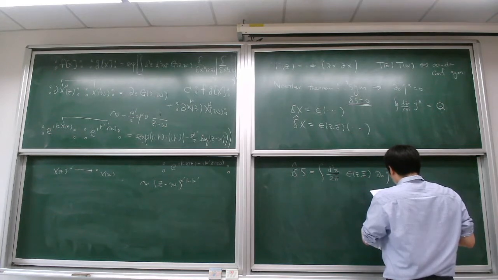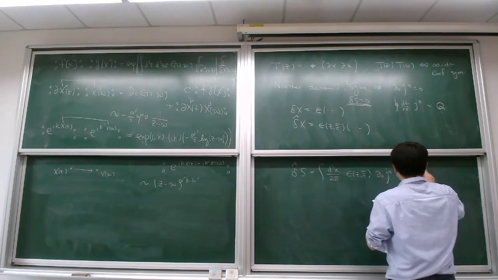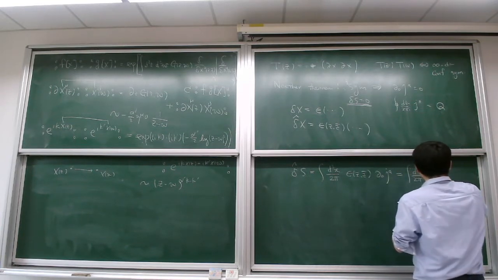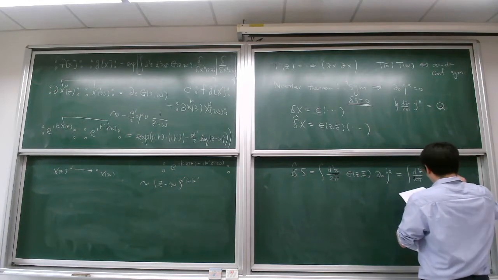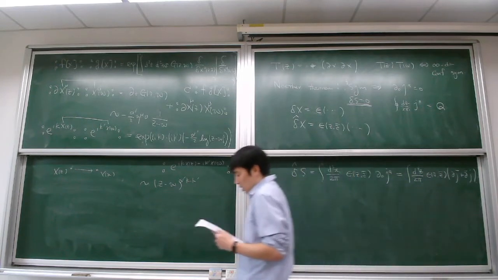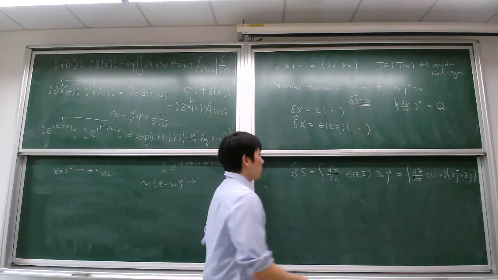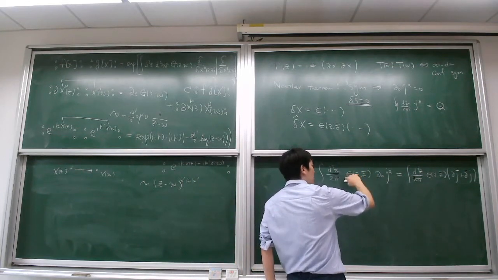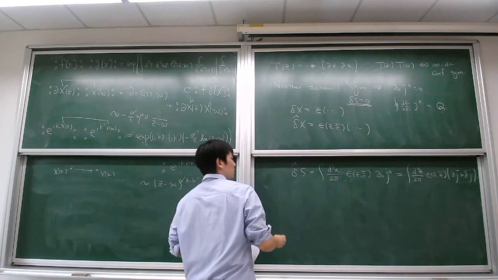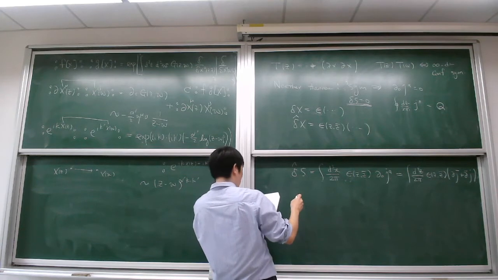If you write it in the holomorphic coordinate, you have 2 pi, and epsilon of z bar, and then in holomorphic coordinates it just becomes like this. Okay. So if the parameter is constant, if you integrate by parts, you can easily see this is 0. But this is not the case when epsilon depends on the holomorphic coordinate.